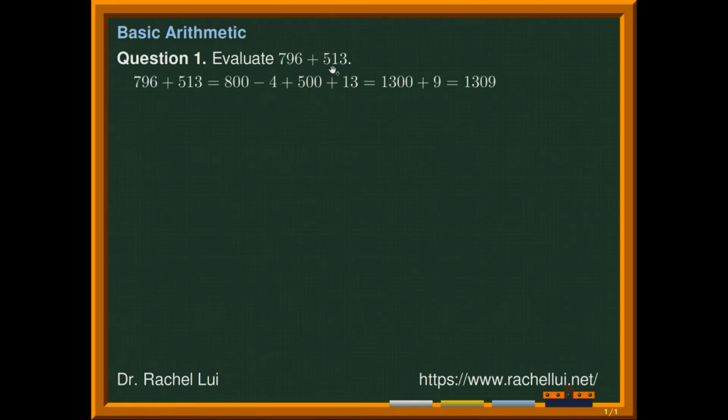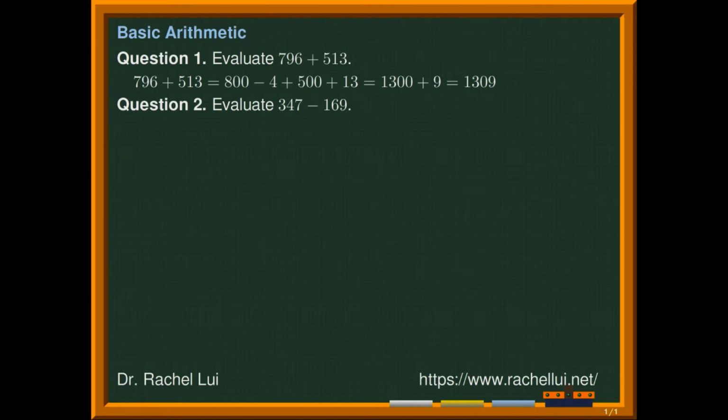And then we add 500 and plus 13. So we have 800 plus 500, which is 1,300. And we have 13 minus 4, which is 9. So the answer is 1,309. You may need to pay attention that minus 4 plus 13 is the same as 13 minus 4 due to the commutative property of addition.